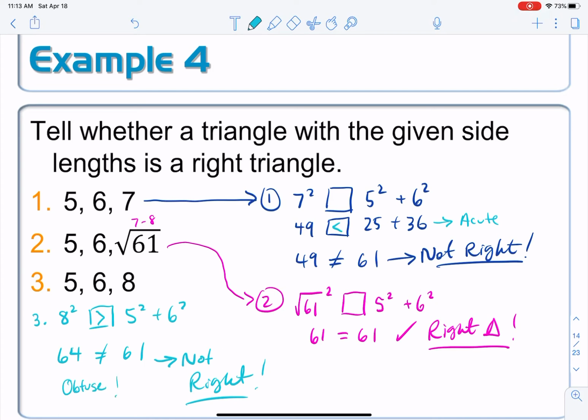Excellent. All right. In the next video, we're just going to go over a couple of examples that are going to help us illustrate and work with these two theorems, the acute triangle theorem and the obtuse triangle theorem.